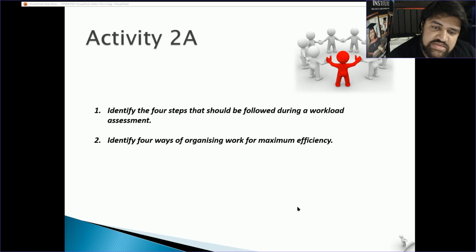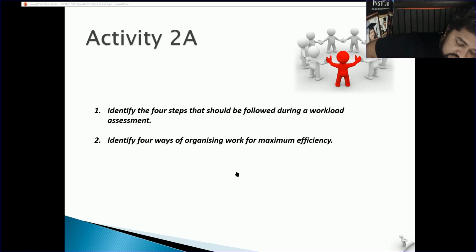Activity 2A, identify the 4 steps that should be followed during a workload assessment. So 4 steps, we could talk about summarizing the information. So we're thinking about carrying out observations and inspections within the workplace. We're looking at meeting with the employees to discuss what we do every day, what sort of tasks we have to do, what we do at the end of the shift.